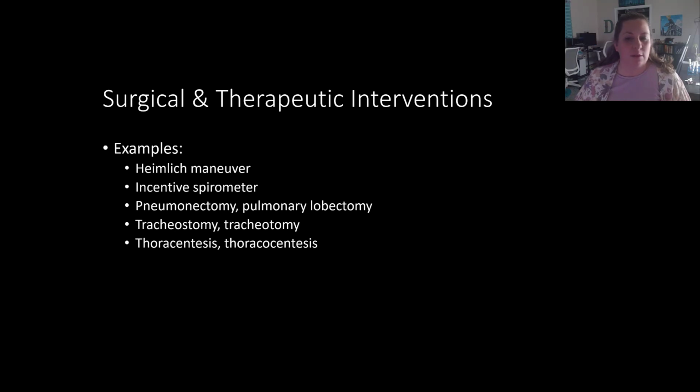You'd actually have the proper tools. A thoracentesis is a surgical puncture of the chest wall into the pleural space with a needle to aspirate fluid out of it.